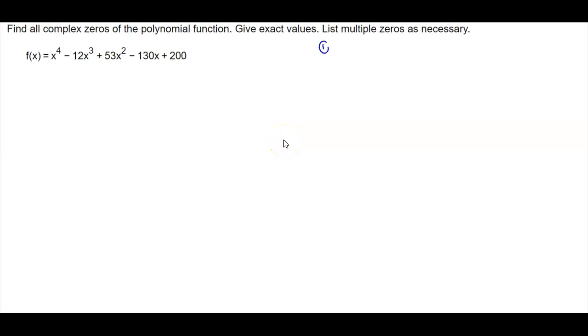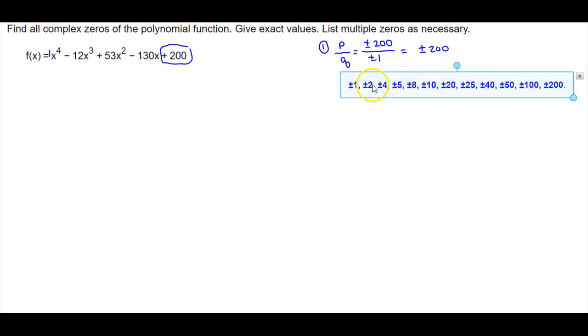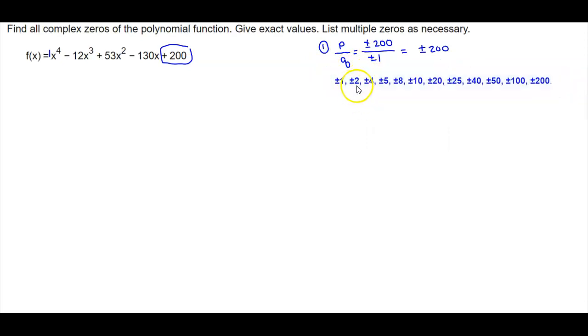Recall that to find the possible rational zeros, it's p divided by q. Well, p is the constant, so we have plus or minus 200 divided by the leading coefficient, which is plus or minus 1. So when you divide that, you get ultimately plus or minus 200. Okay, so let's list all the factors of 200. We have plus or minus 1 all the way to plus or minus 200.